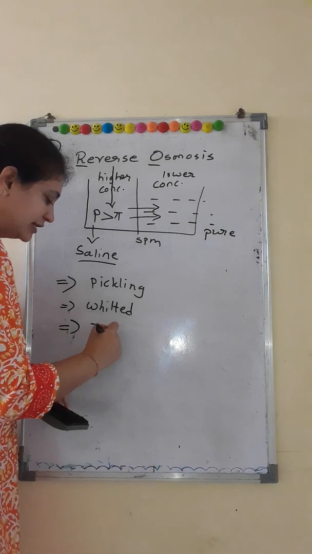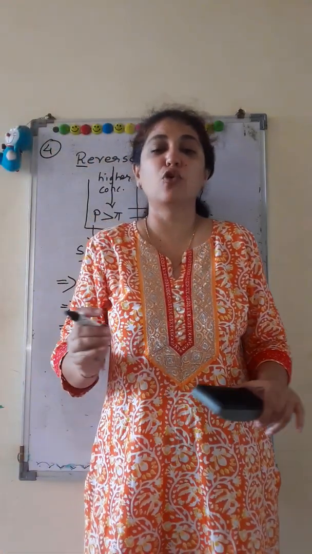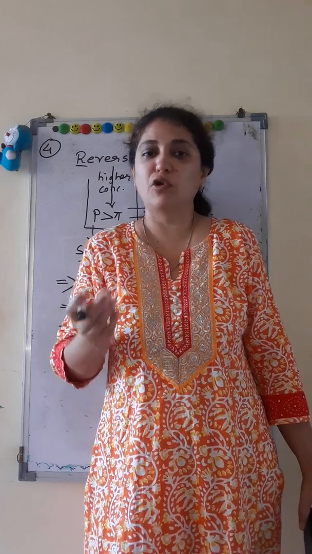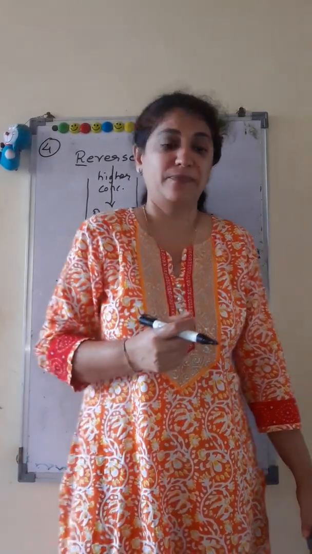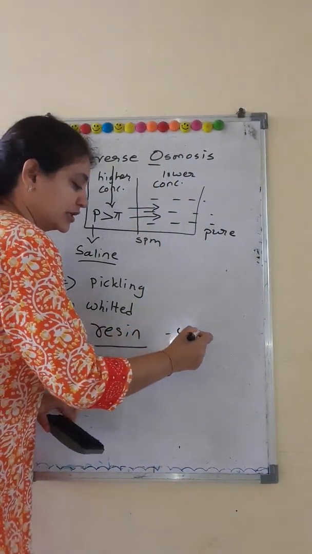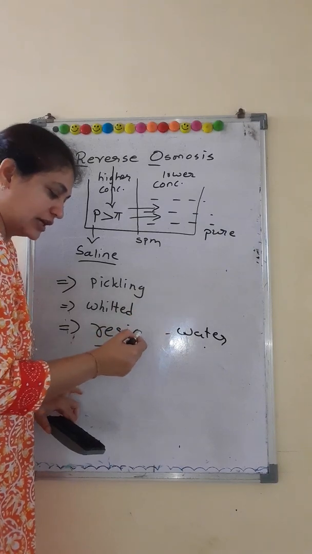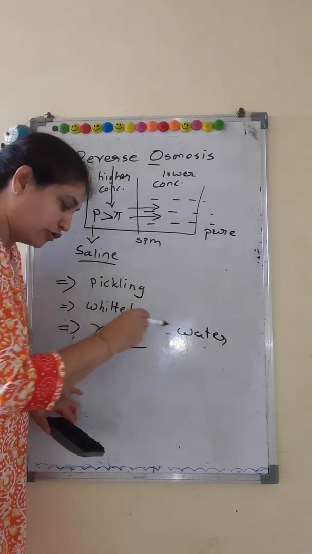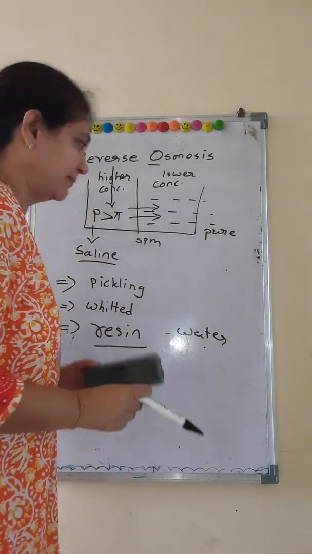Then you have also seen raisins. If you soak dry raisins overnight in water, the raisins swell. Why do the raisins swell? You have soaked them in water which is at lower concentration. So when you soak them, water flows through the skin of the raisin, inside the raisin, and the dry raisin swells up again.